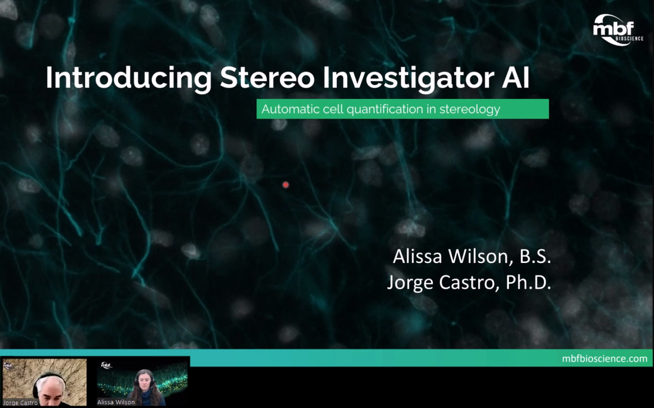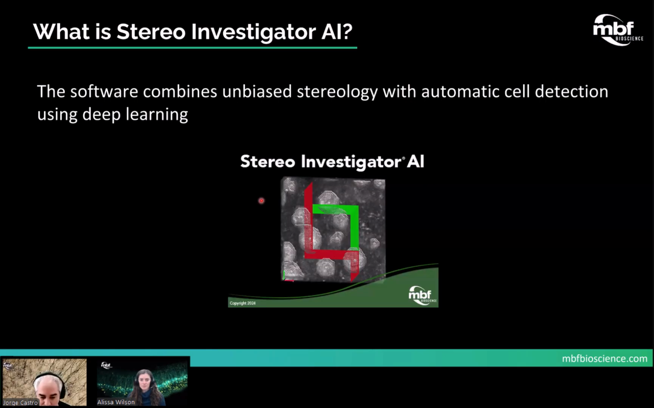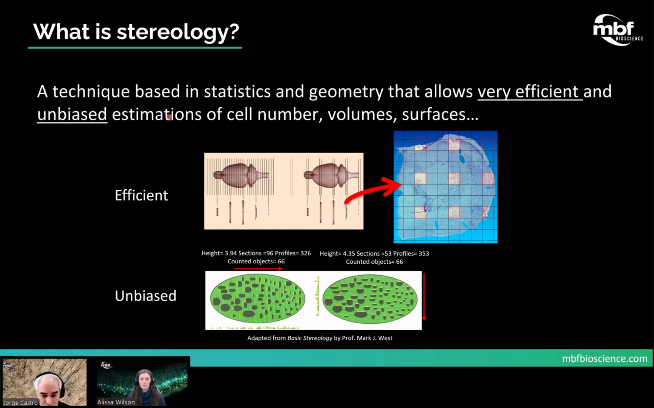Okay, so to define Stereo Investigator AI in one sentence, we can say that it is a program that combines the advantages of design-based stereology with deep learning AI to count cells in a sample. But just to take a step back for those in the audience who are not familiar with stereology, let's very briefly introduce the concept of this technique called stereology.